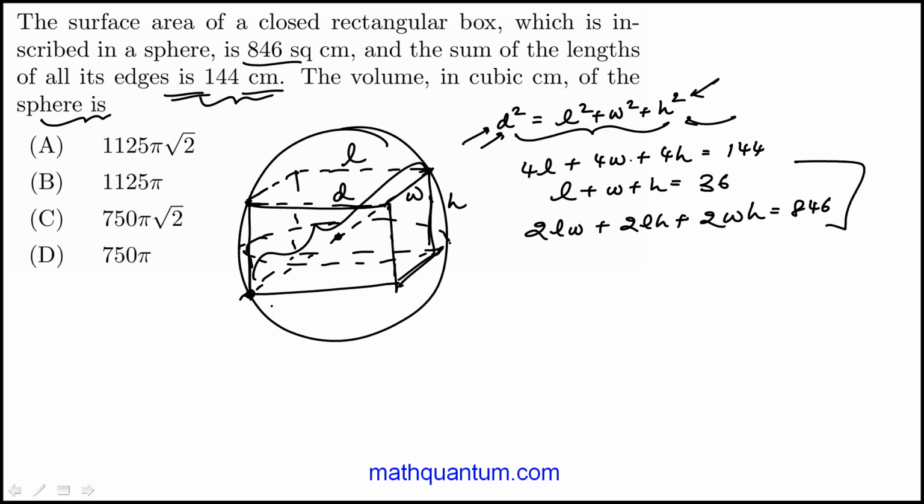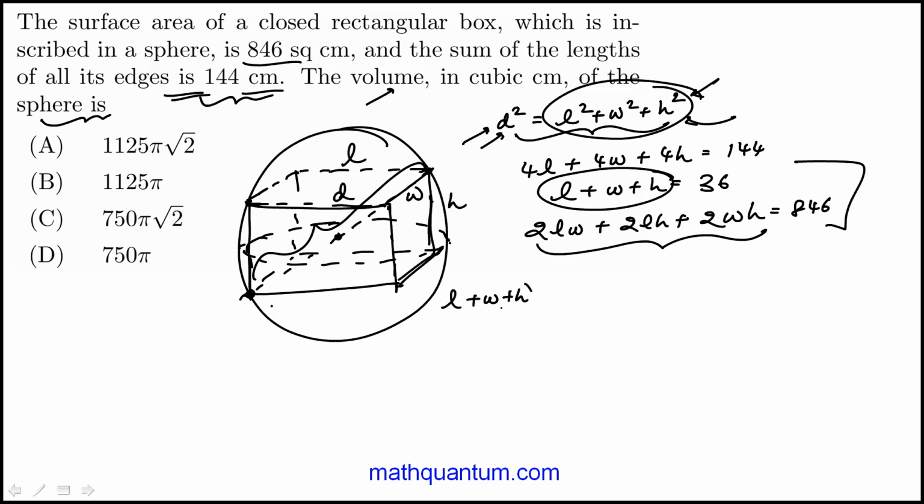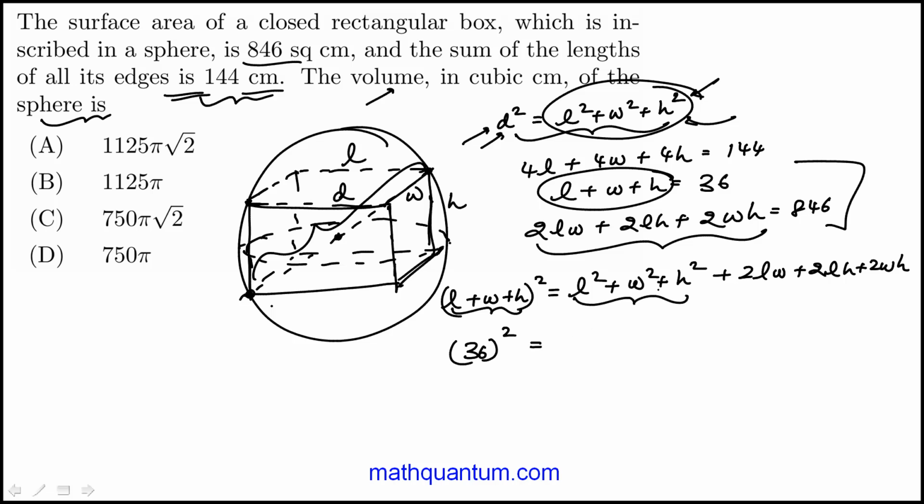I need to get to D somehow because that's related to the volume. So the key thing you have to pay attention to is this, this, and this. And that link comes from (L plus W plus H) squared. Some of you might already know, I also sometimes forget, so sometimes I'll just do it quickly. So that's what it turns out. And we're given that L plus W plus H is 36, so 36 squared. This is our D squared, and then that piece is 846.